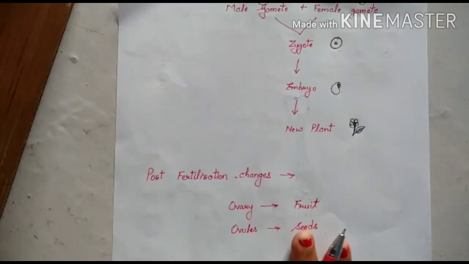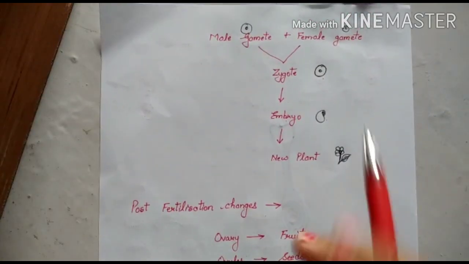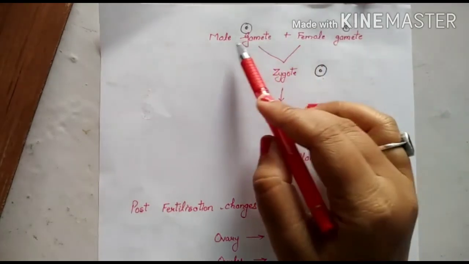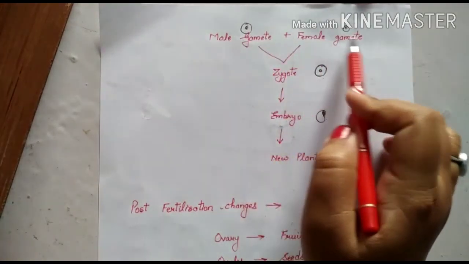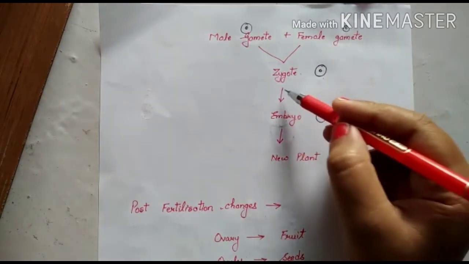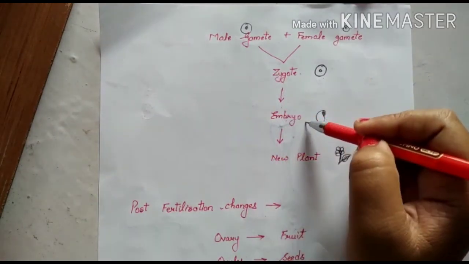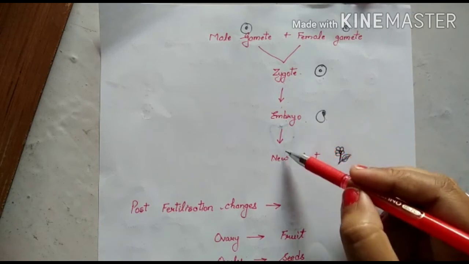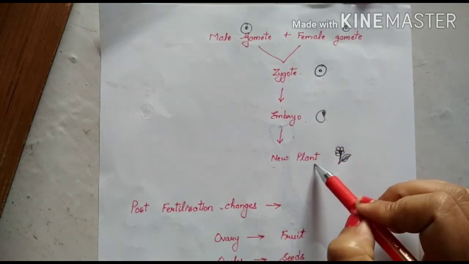Now let us summarize the process of fertilization. Male and female gametes fuse to form a single cell, the zygote. Zygote develops into embryo, and embryo develops to form a new plant.